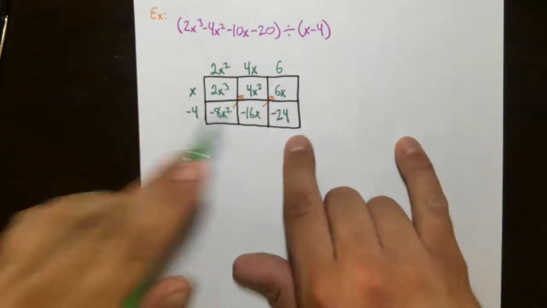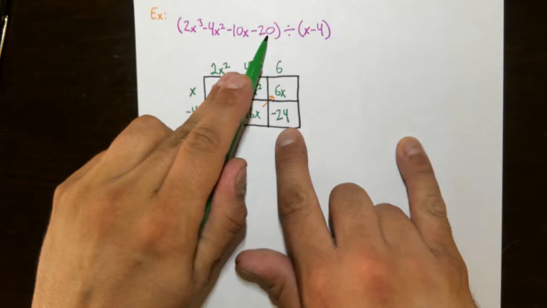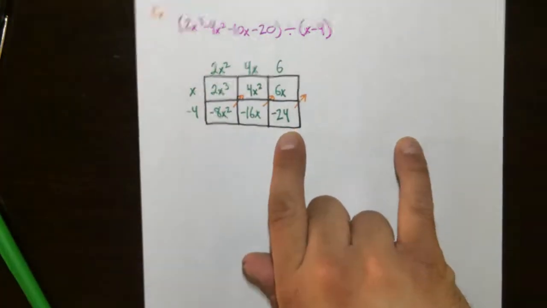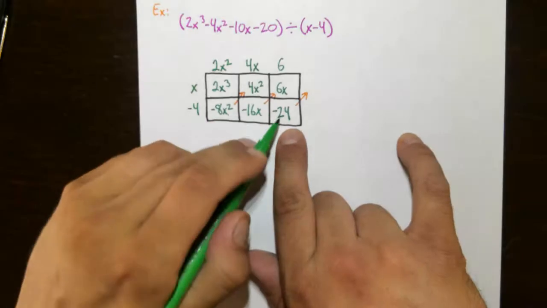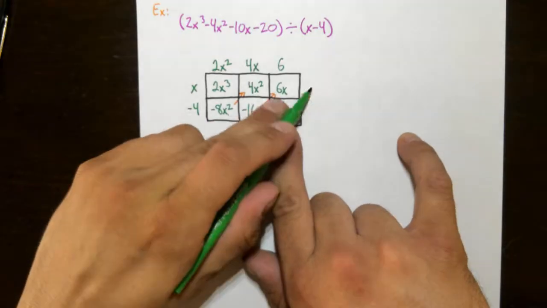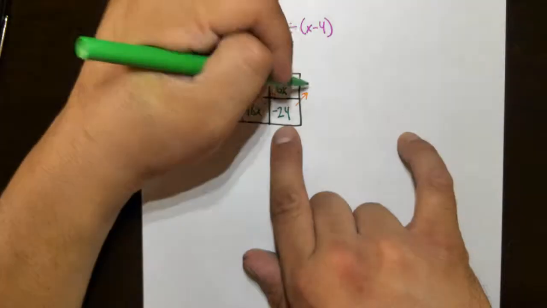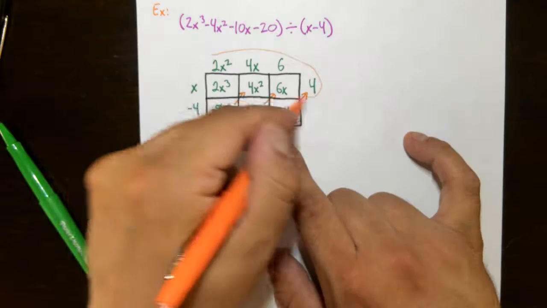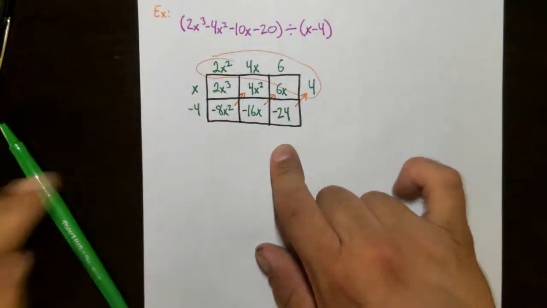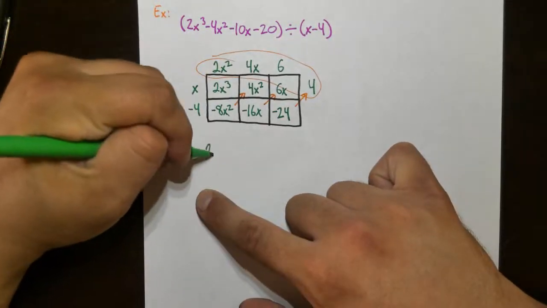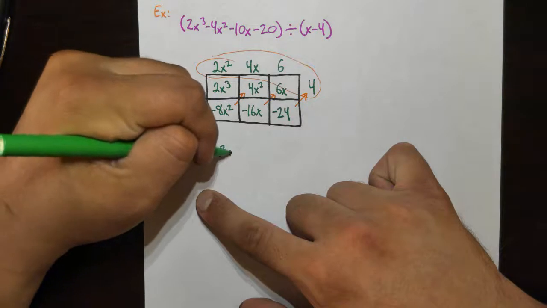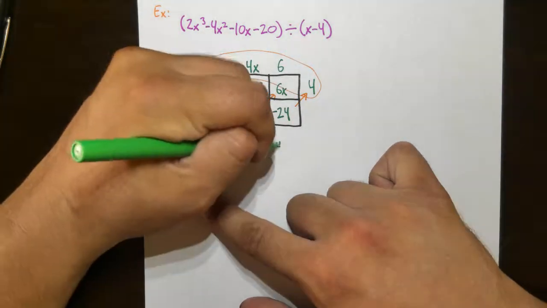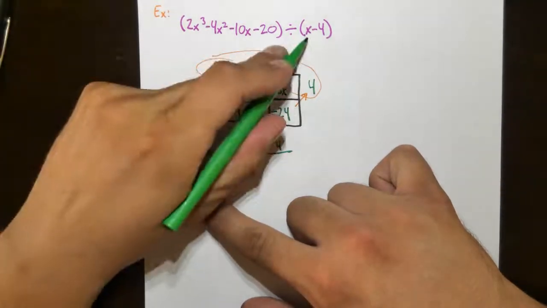And again, you see it doesn't match our constant. So we're going to want to go diagonally once more. And negative 24, what can we add to it to get negative 20? That's 4. So our answer, here up on top, we have 2x squared plus 4x plus 6 plus 4, our remainder, divided by x minus 4.